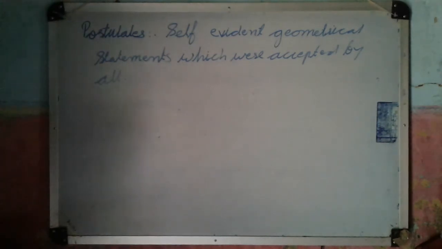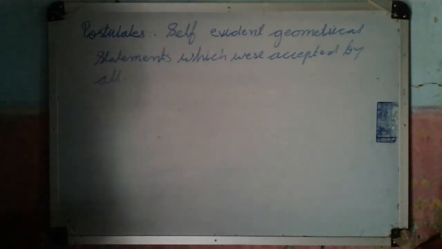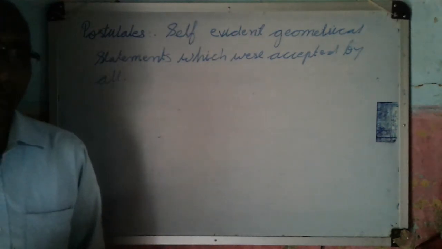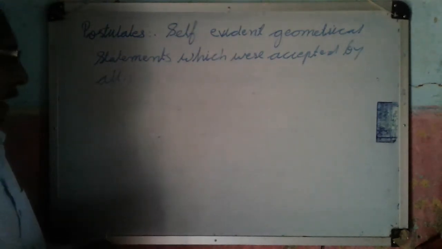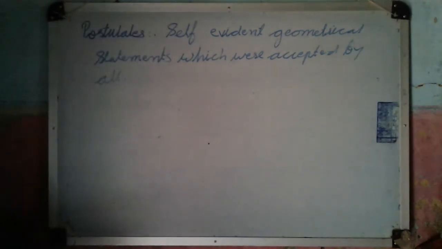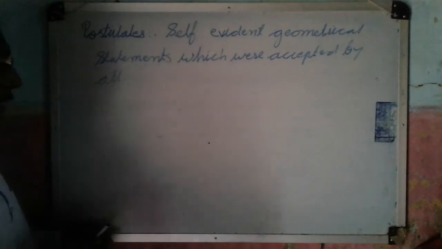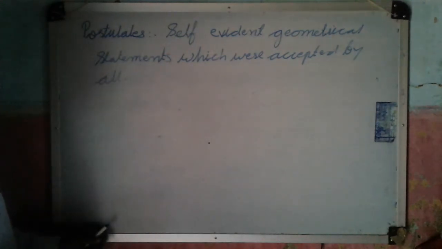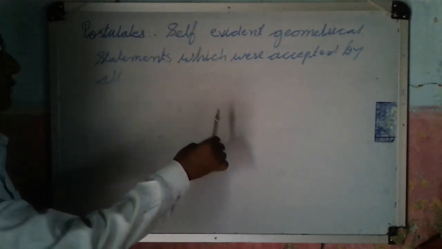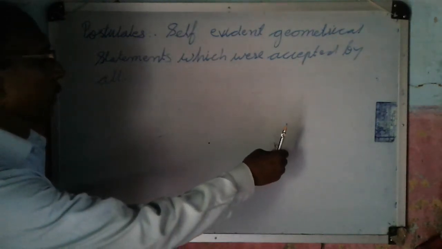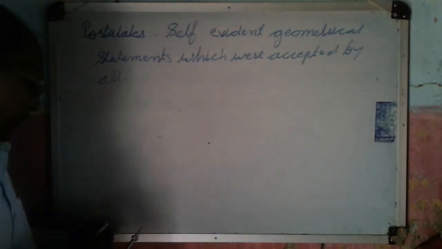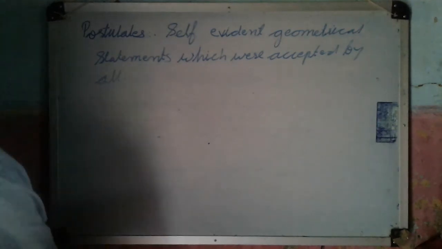And the third postulate: a circle of a given radius can be drawn taking any point as its center. If you want to draw a circle of a given radius, suppose you want to draw a circle of this radius, you can take any point as the center of that circle. If you take any point anywhere as a center, you can draw a circle of the given radius. Or you may take a point here also, you can draw a circle. That means any point you can take as a center of that circle.